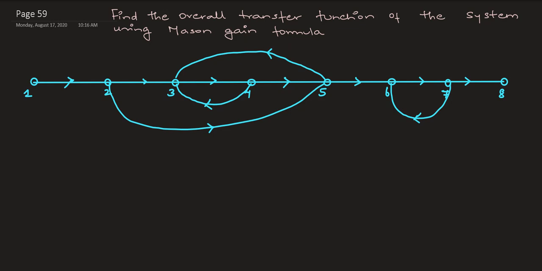I just want to use a different color for highlighting the gains. Good, so it's clearer for you. Between 1 and 2, I'm seeing a unity gain. Between 2 and 3, I have my G1. Between 3 and 4, G2, and 4 and 5, G3. Good. So these are all the gains, and these are what is given in your question.